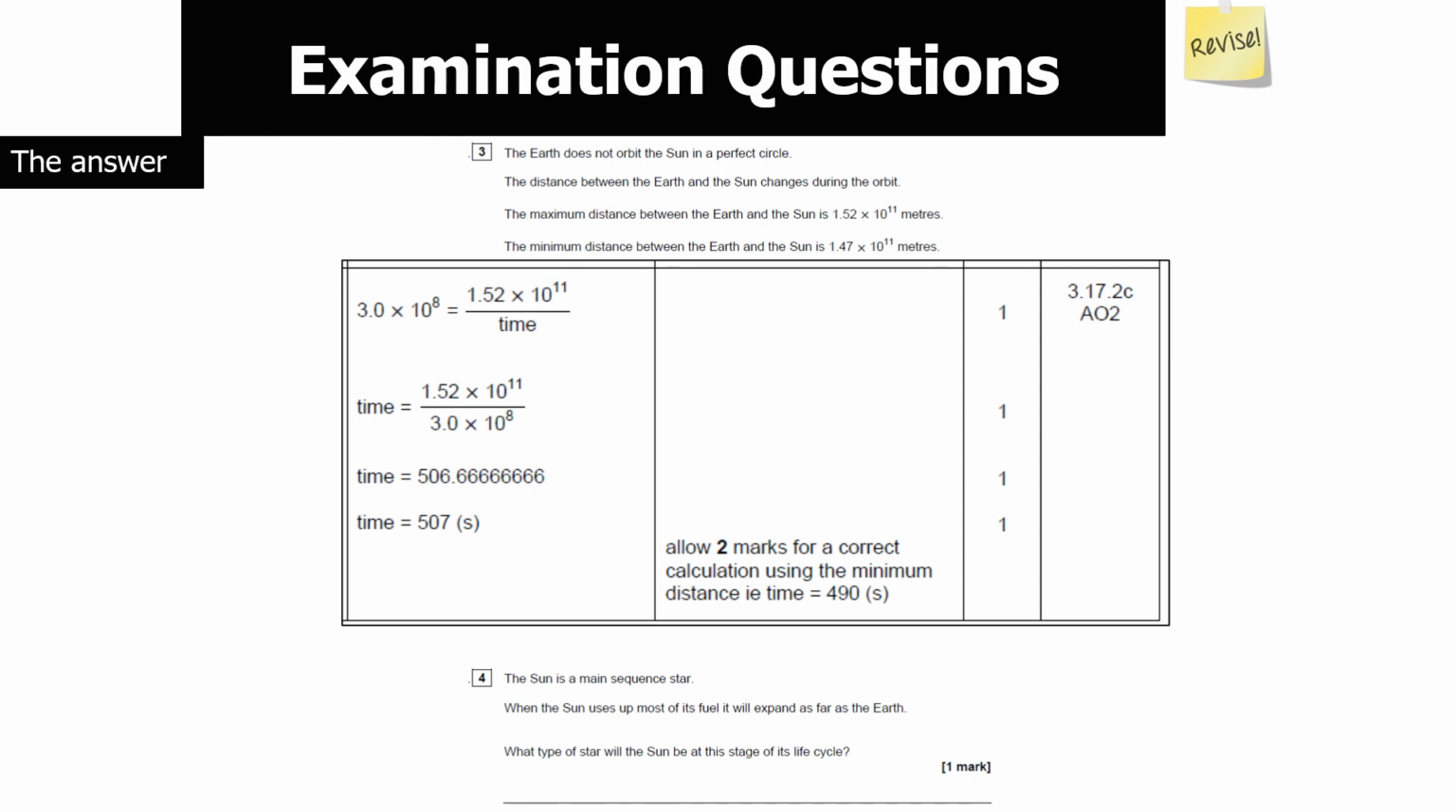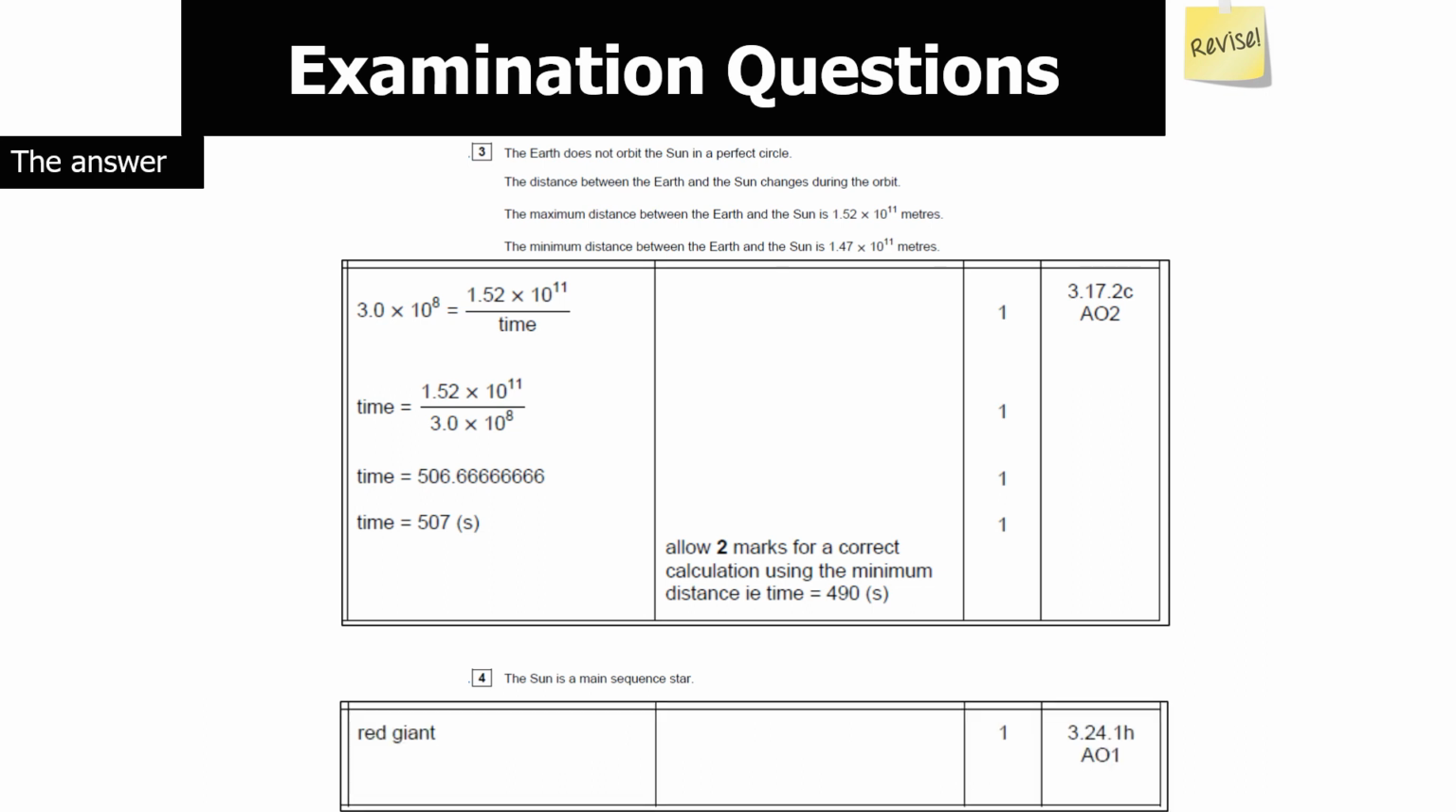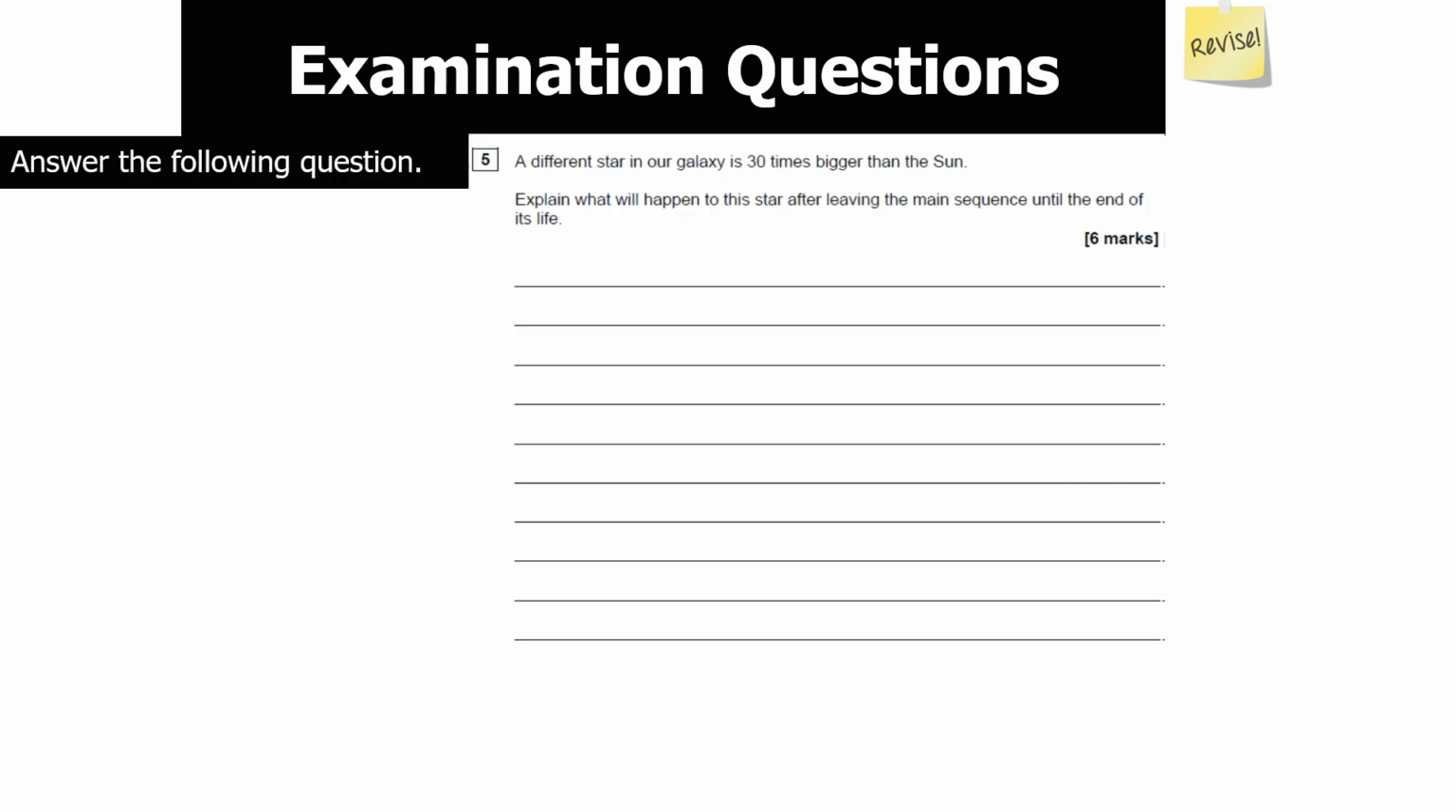Now the next one is just a fact you've got to learn. After the main sequence, a star will become a red giant. Now the next question says, a different star in our galaxy is 30 times bigger than the Sun. Explain what will happen to this star after leaving the main sequence until the end of its life. So pause the video now, then unpause the video when you want to go through your answer.